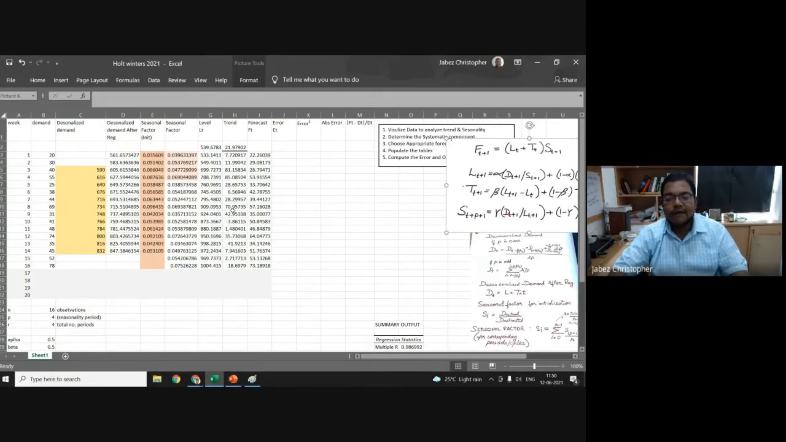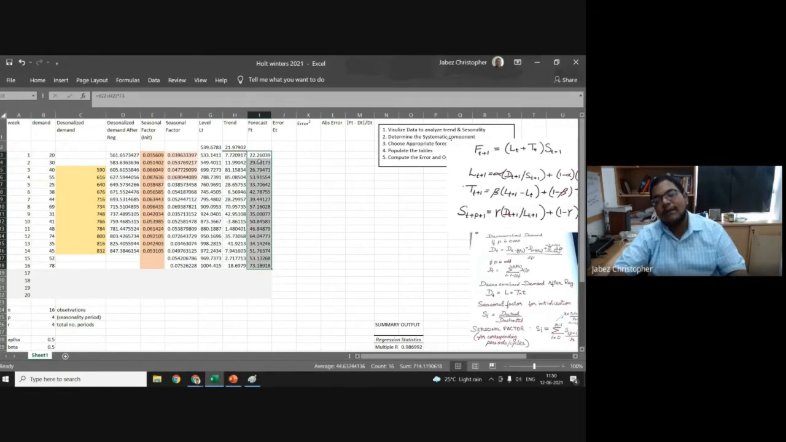I have used the training data to do a forecast. Already I have the demand here, but I have used the training data to do a forecast. My forecast started with the estimate, level, and trend, L naught and T naught. I have done the forecast. Now I can compute the forecast error.